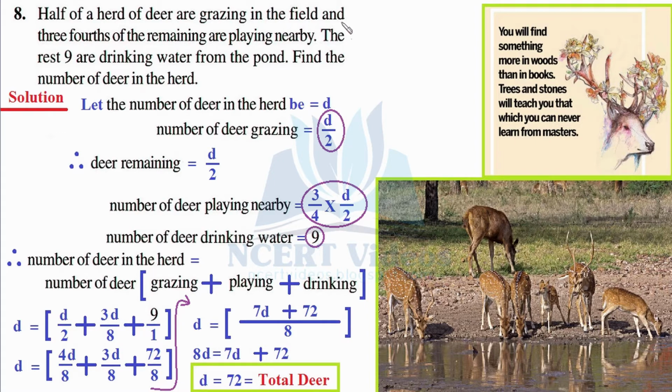Now let's read further. And 3/4 of the remaining are playing nearby. Well, this is the only tricky statement in this question. It says 3/4 of the remaining. Remember, the important word here is remaining. It doesn't say 3/4 of the herd of deer. It says 3/4 of the remaining. So let's first of all find the remaining number of deer. It's again simple to find. If the number of deer grazing is d by 2, that is half of the herd, what would be the deer remaining? It would be again half of the herd.